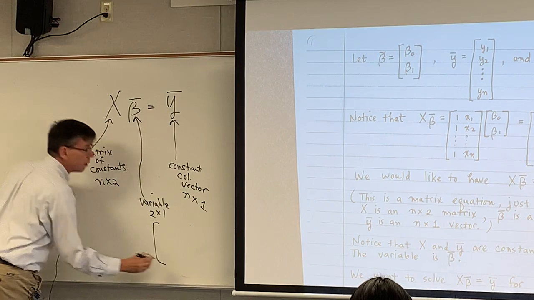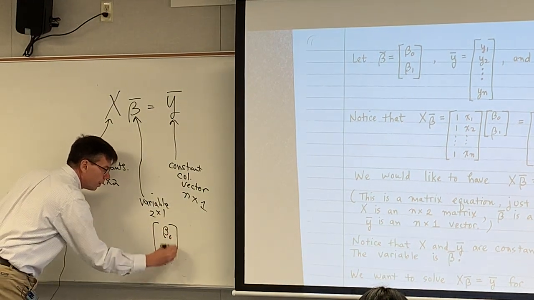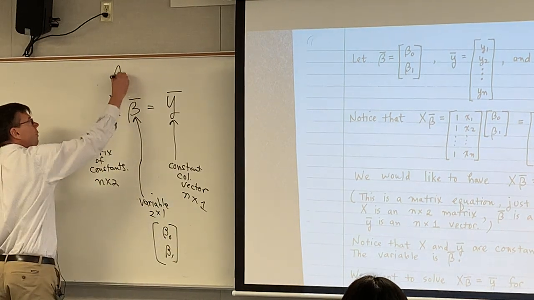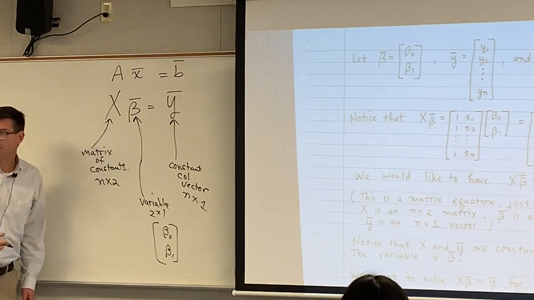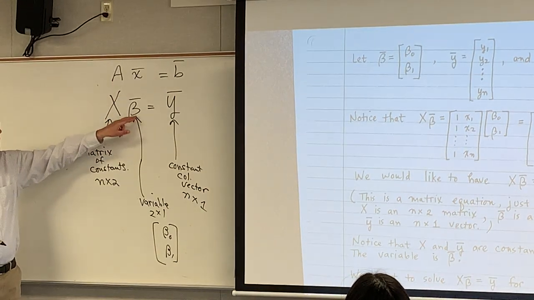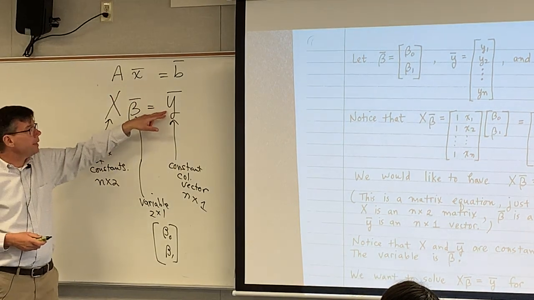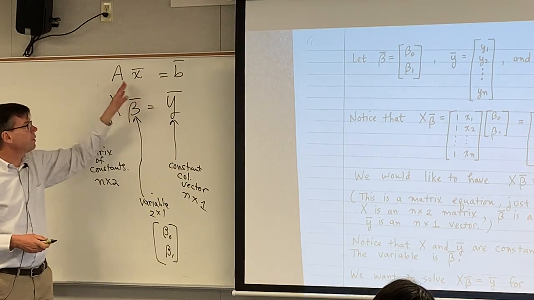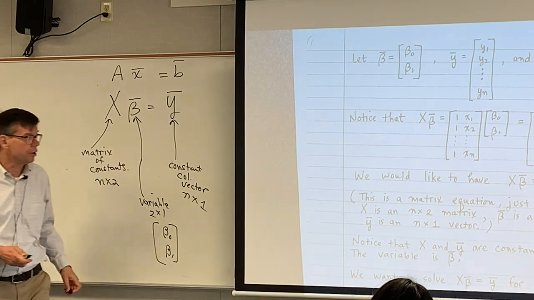Which one goes on top? Beta 0 goes on top. So this is a new way to look at what we've been calling AX equals B in our standard notation, right? This funny looking X is just the A matrix. Beta is what we've been calling X all the way through this course. And on the right-hand side, what we're calling Y now is just the B vector. So it's the exact same situation with just quite a different notation.